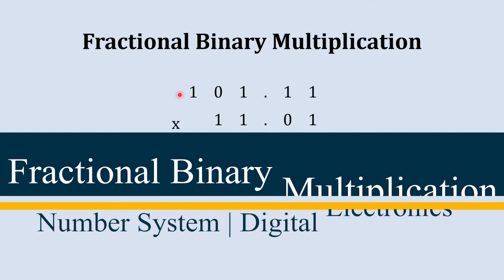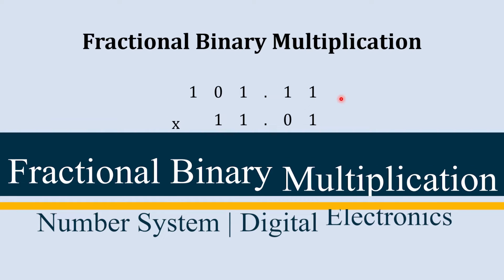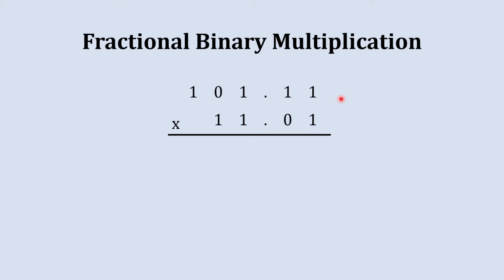Here we are going to multiply these two fractional binary numbers. There are two ways we can do the multiplication of fractional binary numbers. Method 1 explains the real logical way of doing fractional binary multiplication, and method 2 shows the tricky way to do the multiplication. Now here we'll see both the methods one by one. So first we'll start with the real logical way of doing fractional binary multiplication.